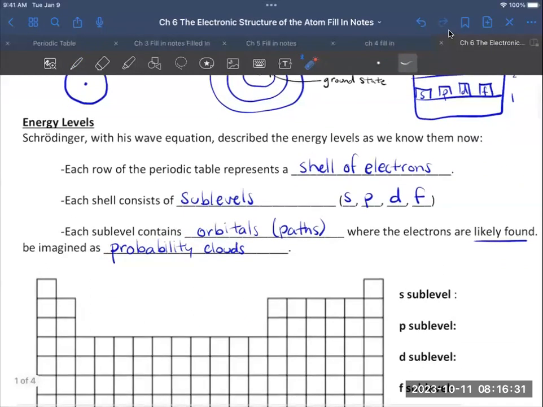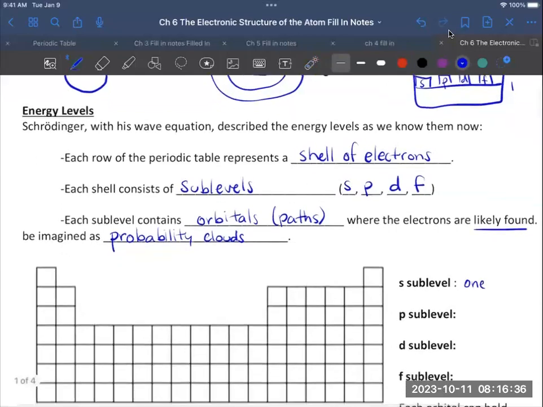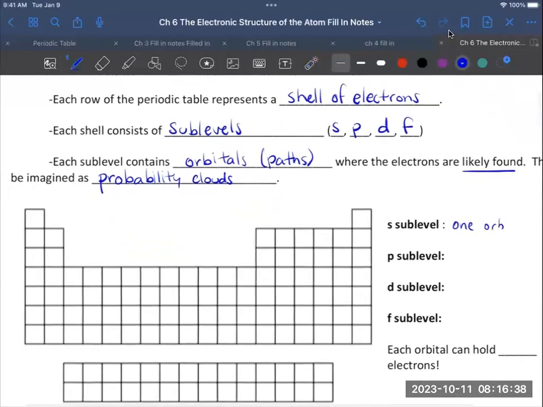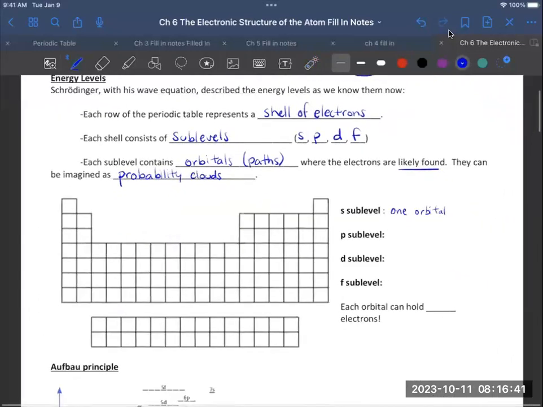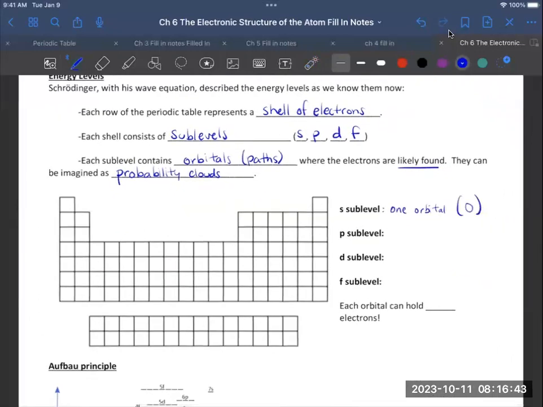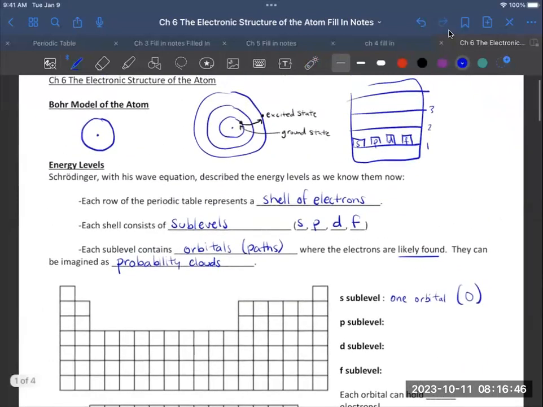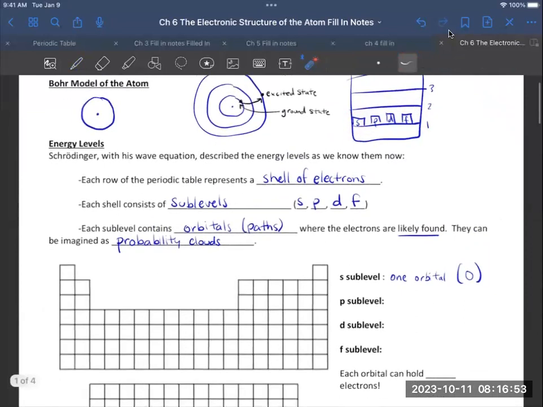The S sublevel only has one orbital, and it is a spherical shape, so it's shaped like a sphere. That's like the hotel idea: the standard room is just one room. Meanwhile, the premium room is actually a suite of 3 rooms. There are 3 orbitals, so there are 3 different paths an electron can take in the p sublevel.